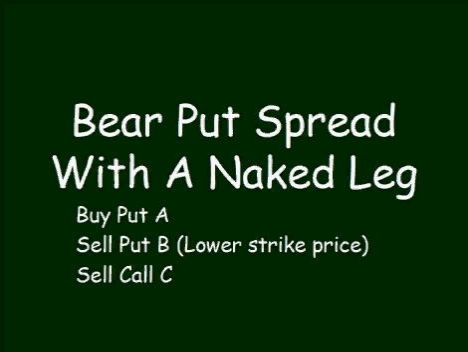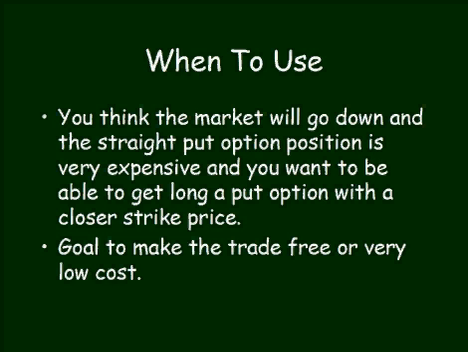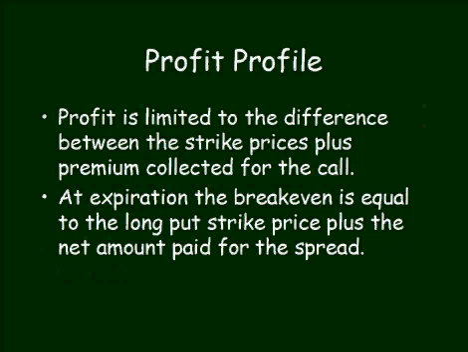The third leg is a naked leg, and usually we choose to sell a call on a bear put spread. So that makes a bear put spread with a naked leg. You use a trade like this when you think the market will go down and the straight put option is very expensive, and you want to get a long put option with a closer strike price. The goal is to make the trade free or very low cost, or even a credit.